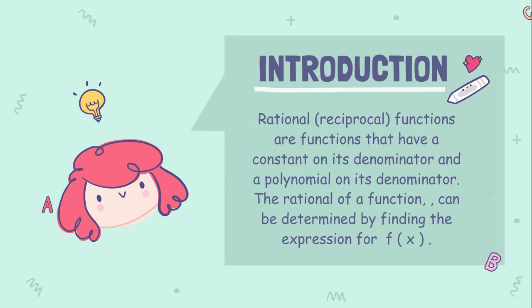Before we start practicing, let's take a small introduction. Rational, or in other words, reciprocal functions, are functions that have a constant in the numerator and a polynomial in the denominator. The hole of a function can be determined by finding the expression for f of x.